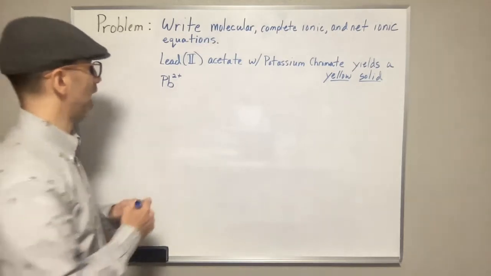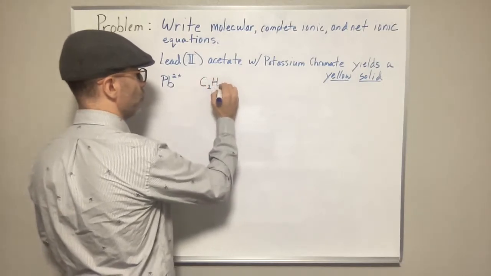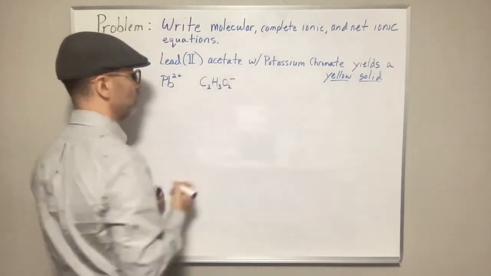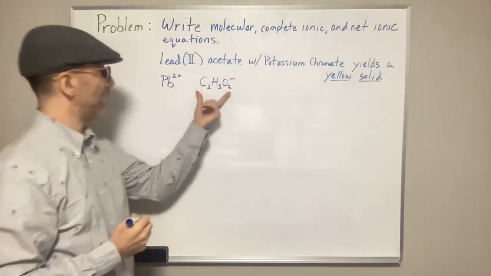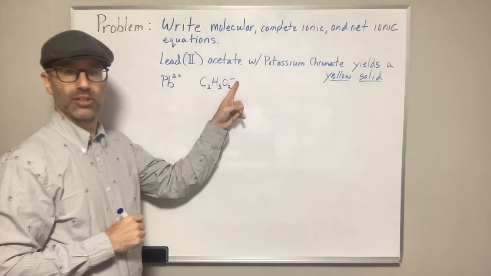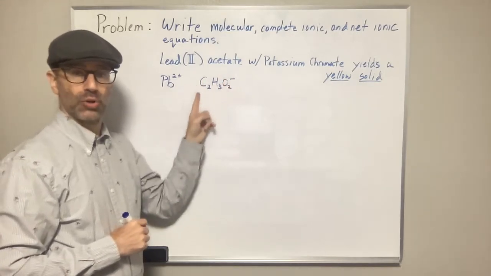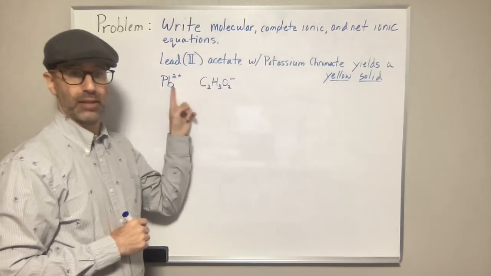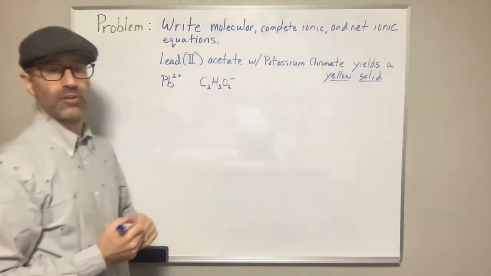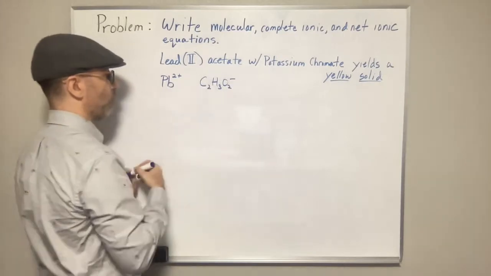Here, acetate is C2H3O2 minus. That's the acetate ion. You'll notice there's a 1 minus charge on the acetate, and there's a 2 plus charge on the lead. So I need 2 acetate ions to balance the charge of the lead, so I'm going to need to write 2 of these in my formula.